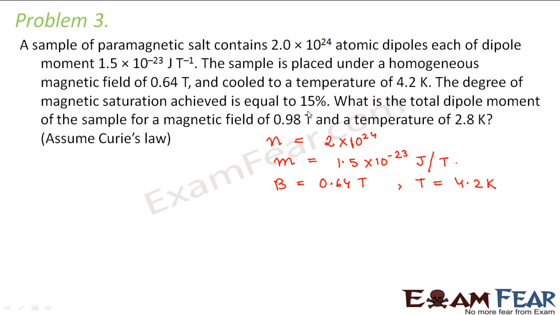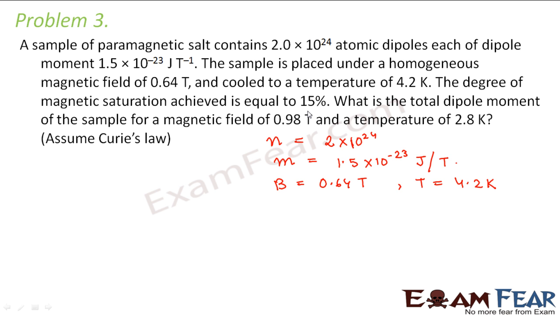That means you have a paramagnetic salt. So that means you have a paramagnetic substance. What did you do? You place it in a magnetic field. So what will happen when you place a paramagnetic substance in a magnetic field? The substance will get magnetized, right? So it says that the magnetic saturation achieved is equal to 15%.